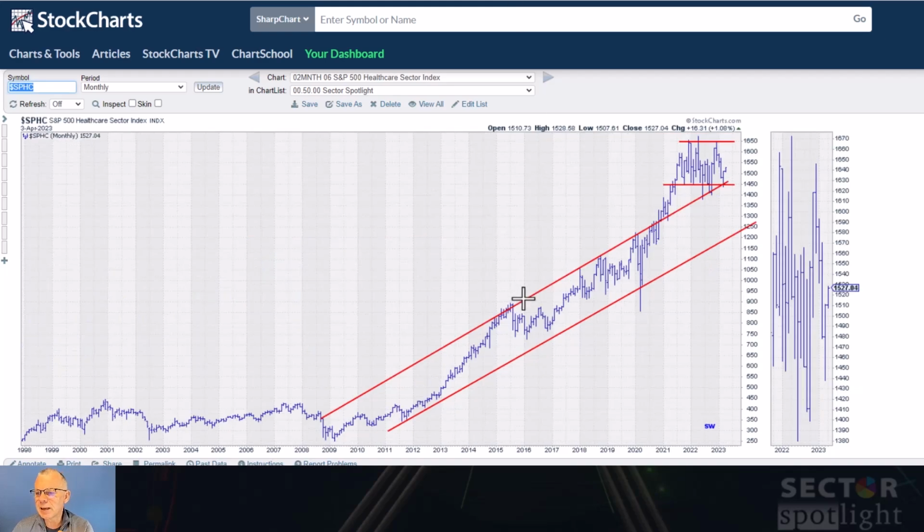If we look at healthcare, that's still in a trading range. That's very clear, and that range is between 1450 and 1650. All in all, it's losing relative strength because the S&P is moving higher. That is very clear, and we've seen that before.